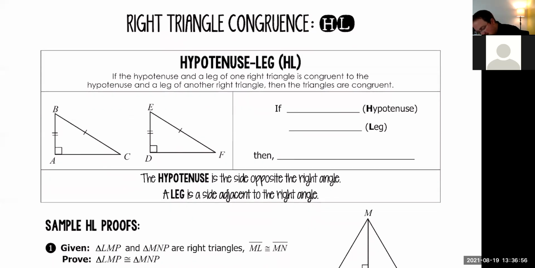So it says that if the hypotenuse and a leg of one right triangle is congruent to the hypotenuse and a leg of another right triangle, then the triangles are said to be congruent. Now, also, I'd like to draw your attention to the extra notes down here below. It does remind you that the hypotenuse is the side that is opposite that right angle, and that a leg, which it has 2 of, is a side that is adjacent to the right angle. So there's 2 legs, 1 hypotenuse.